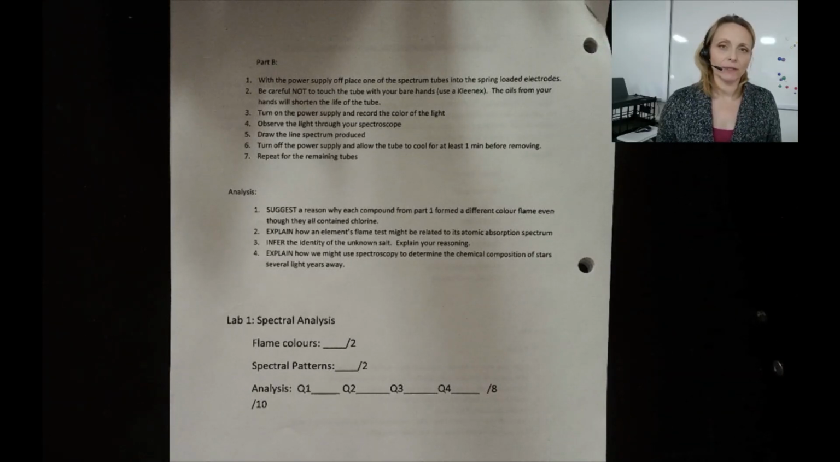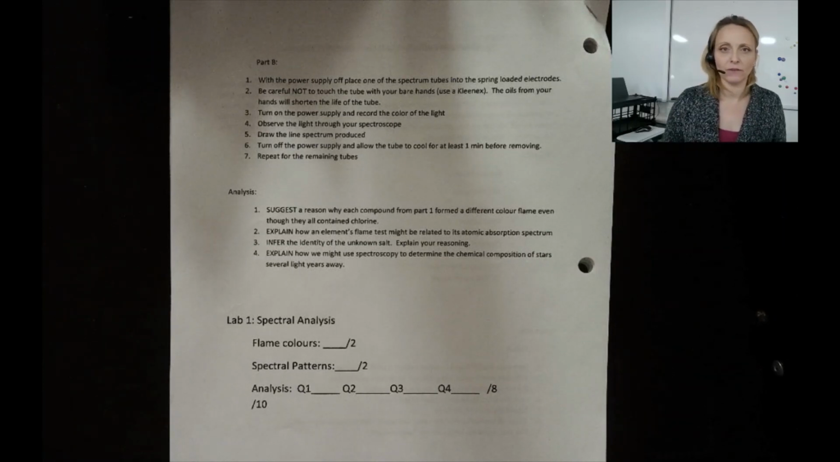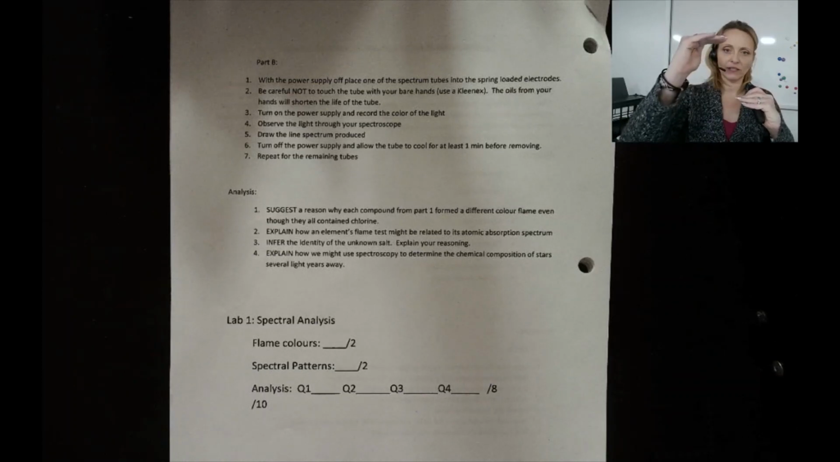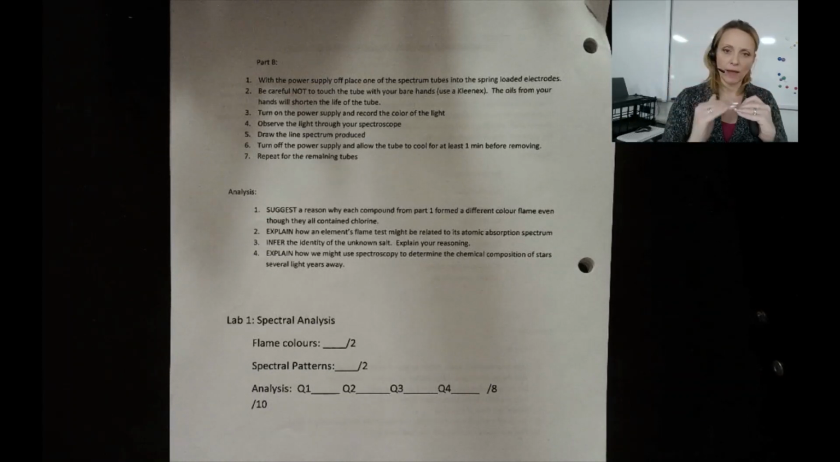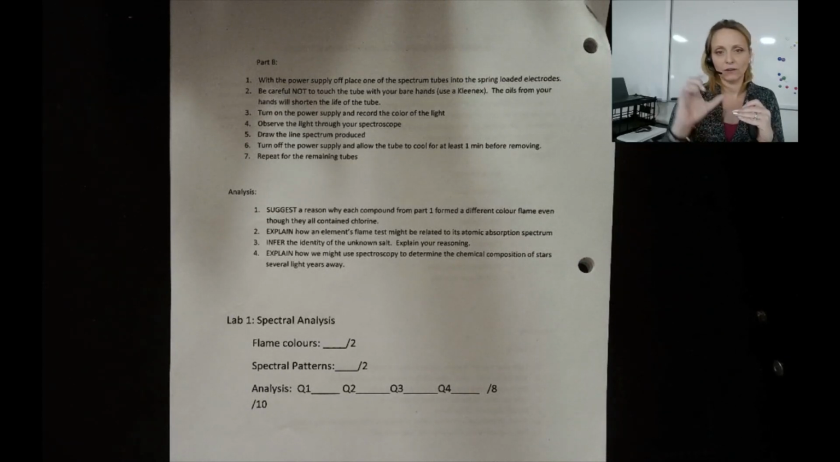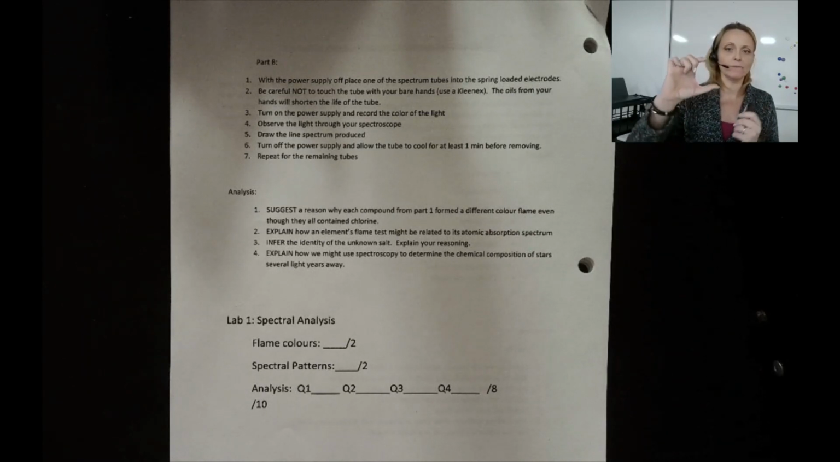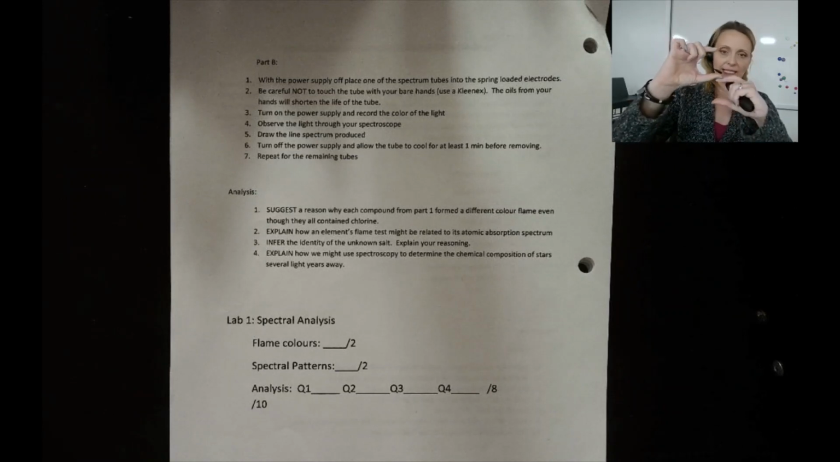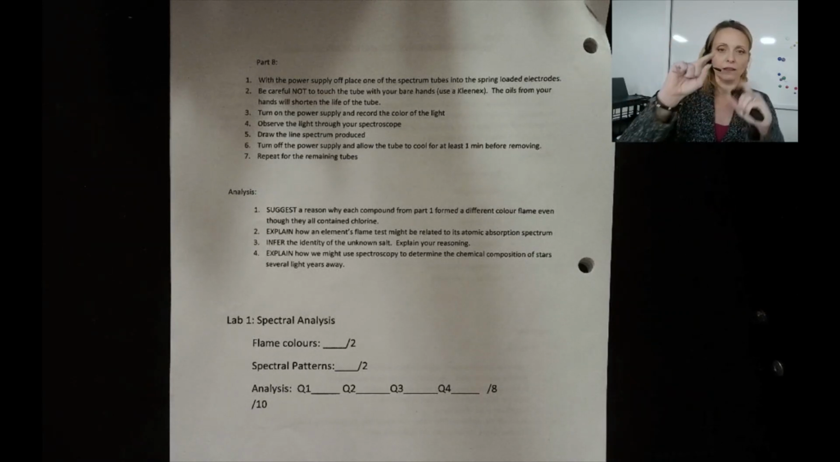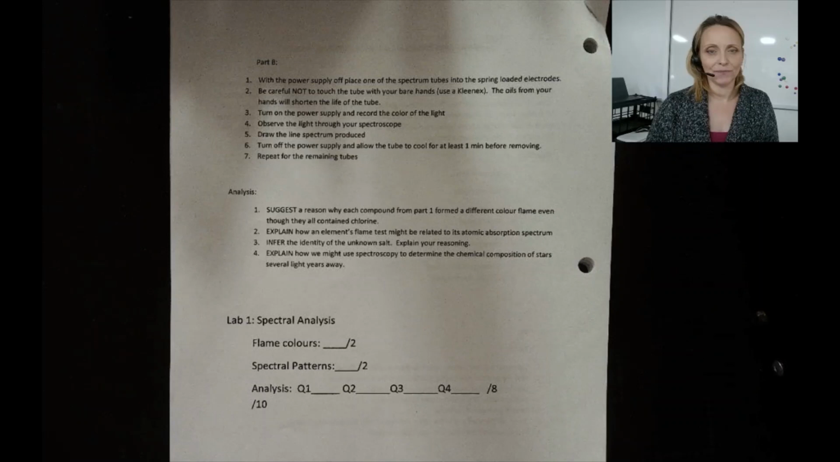Every different element has its own unique pattern because every different element has a different arrangement of electrons around the nucleus. As the electrons jump from one energy level to the next, and they fall back to their original energy level, called the ground state, they release energy in the form of light, called a photon. Each color of light has a unique wavelength, and that wavelength has to fit exactly in between the energy levels of the atom.